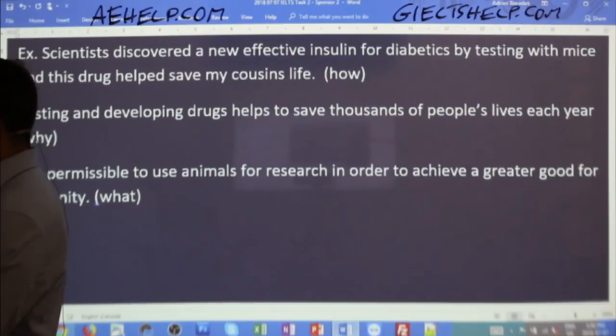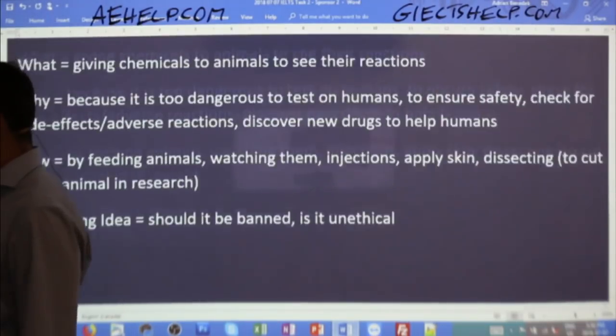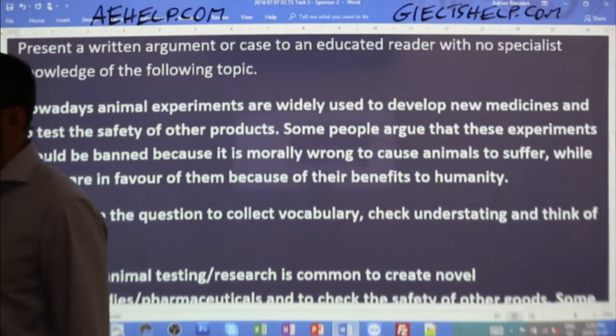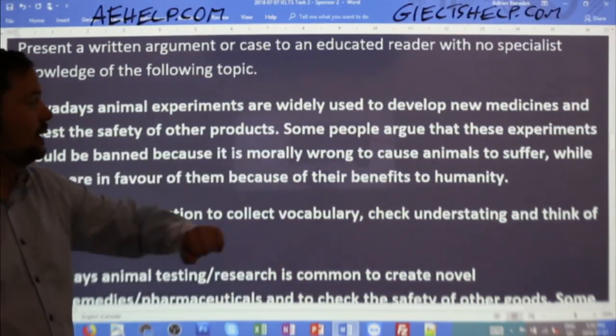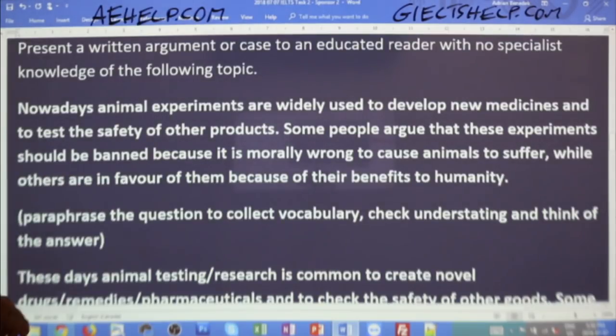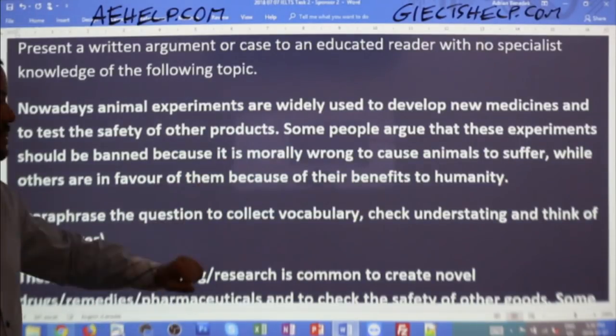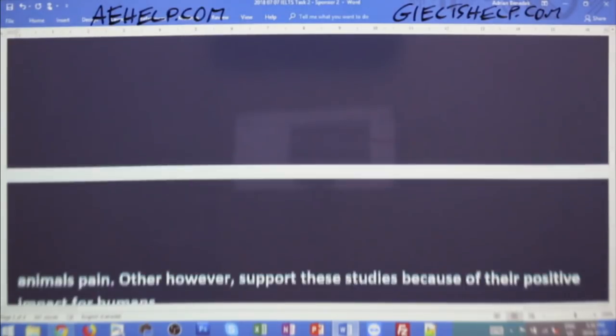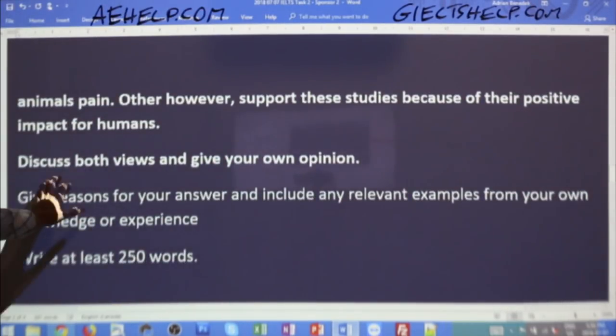Okay, so let's start writing this essay. Again, just a quick peek back at the question before we start writing. Nowadays, animal experiments are widely used to develop new medicines and to test the safety of other products. Some people argue that these experiments should be banned because it is morally wrong to cause animals to suffer, while others are in favor of them because of their benefits to humanity. And then, very importantly, the question says, discuss both views. So you have to discuss both views.